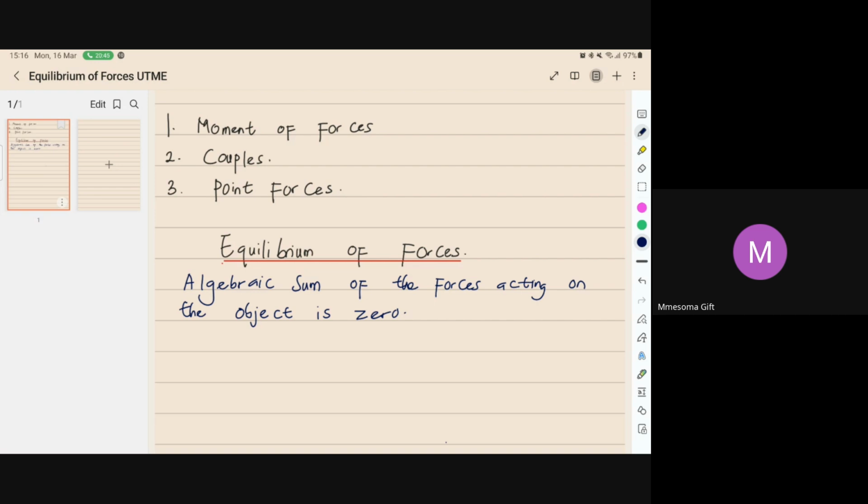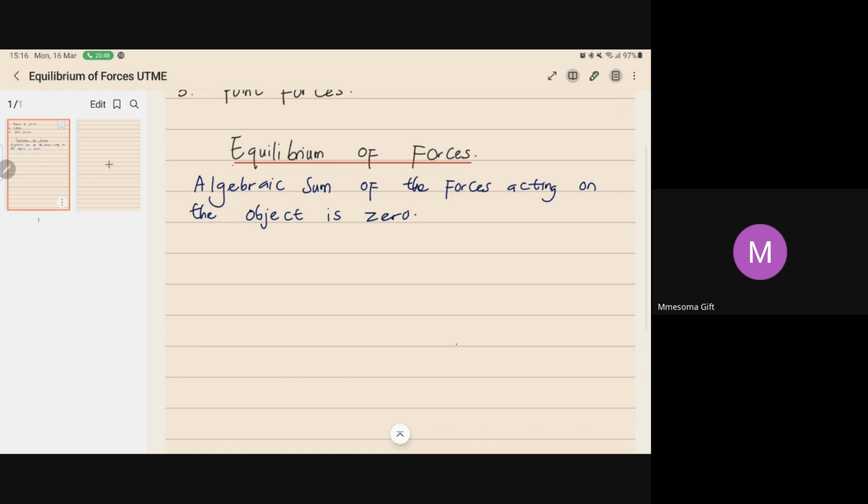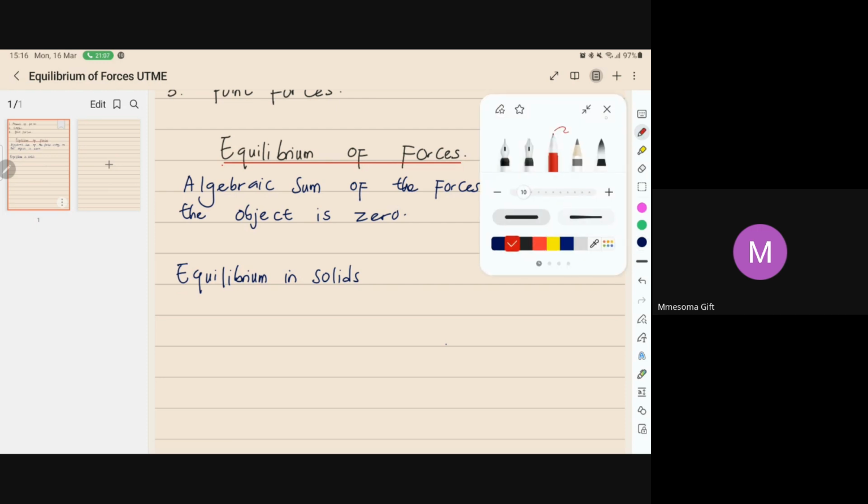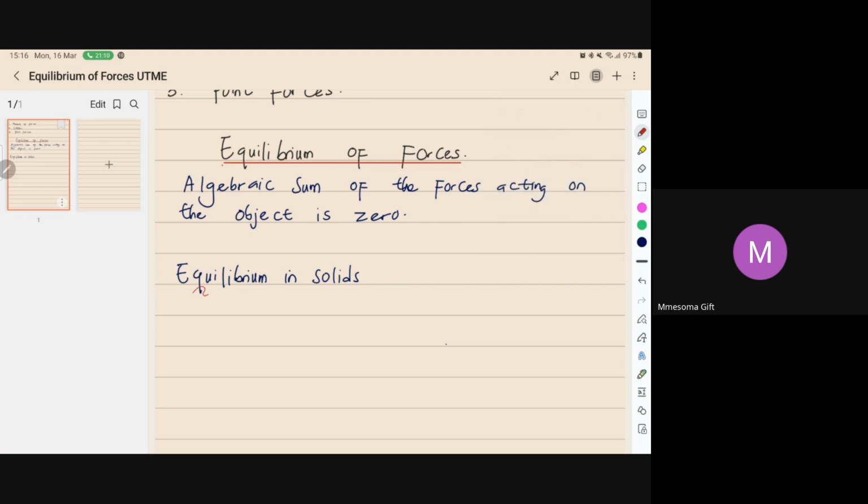When it comes to equilibrium of forces, we can have equilibrium of solids and equilibrium of liquids. I'll be focusing on equilibrium of solids for today, starting with moment of forces and couples. Later on, we'll look at the one that has to do with a point force. Under equilibrium of solids, we'll have the point body, and then we'll have the rigid body.